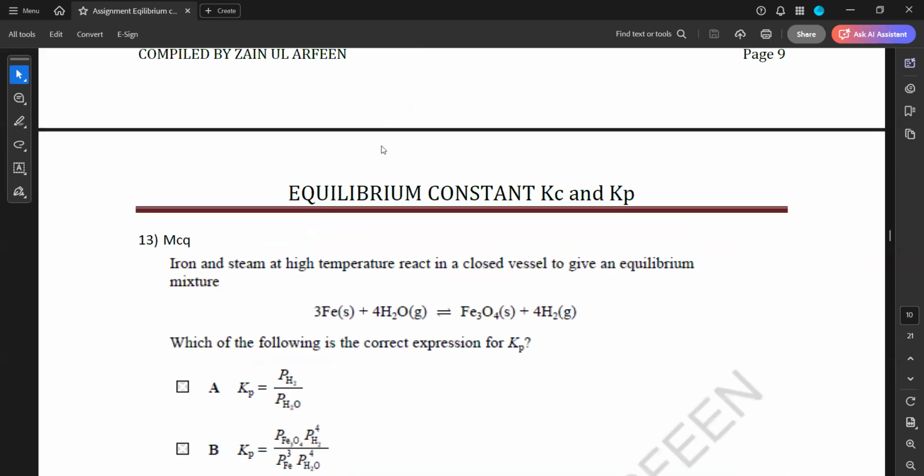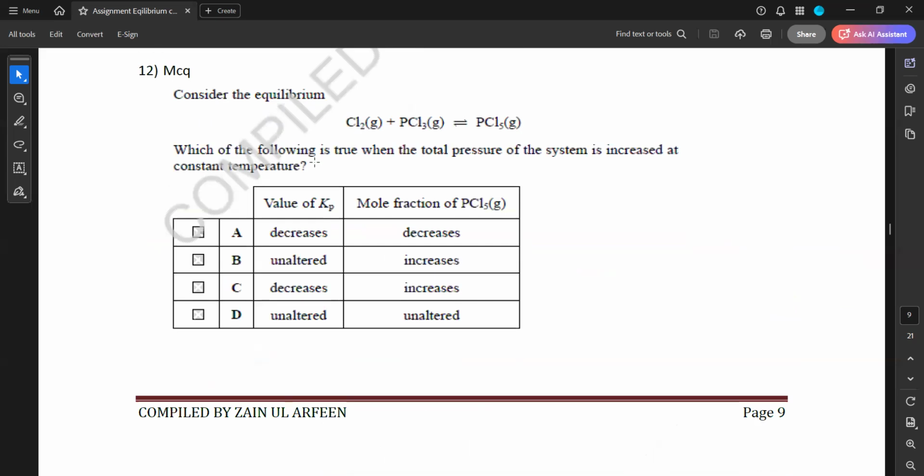If the total mole fraction decreases, what do we do? Pressure to keep Kp remain constant. Look what happened here. The Kp won't change. Look, when I write the Kp, it will be the pressure of PCl5 divided by pressure of Cl2 times the pressure of PCl3, okay? When we change the total pressure, Kp won't change.